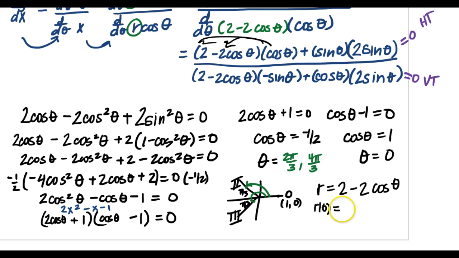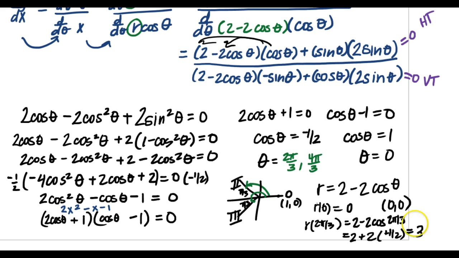So r of 0: cosine of 0 is 1, 2 minus 2 is 0. So that means one place of horizontal tangency is (0, 0). R of 2 pi over 3, so 2 minus 2 cosine of 2 pi over 3. We just said cosine of 2 pi over 3 is going to give us negative 1/2. We kind of already did the hard part for that. So this is going to be 2 minus 2 times negative 1/2, so it becomes a plus, and this is 1, so this is going to give us 3.